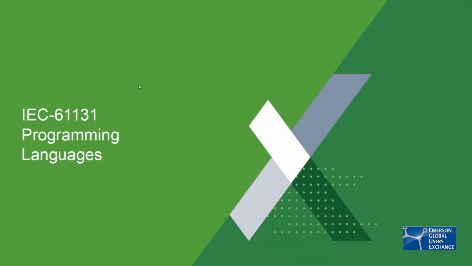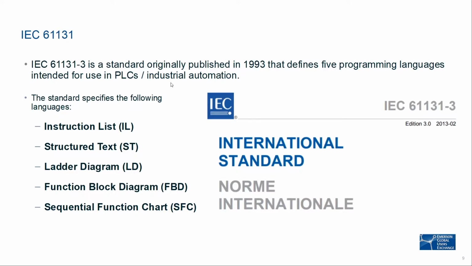So let's now talk specifically about these IEC-61131 programming languages. IEC-61131 is a standard originally published in 1993 that defines these 5 programming languages and the environments needed to program them. The languages are instruction list, structured text, ladder diagram, function block diagram, and sequential function chart. And in common usage, I'll usually just say IL, ST, LD, FBD, SFC, as you see those abbreviations.